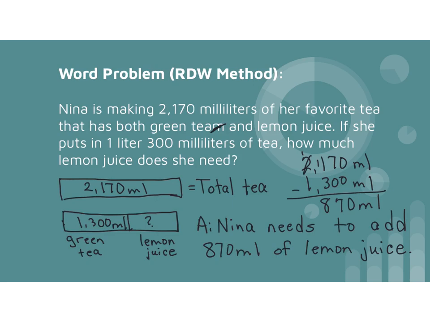Okay, and our answer statement would be Nina needs to add 870 milliliters of lemon juice to get to her total amount of tea.